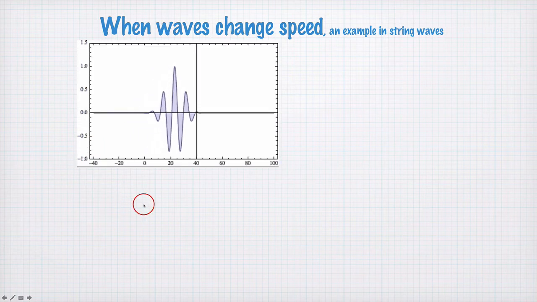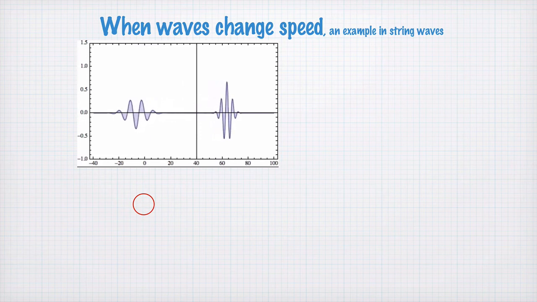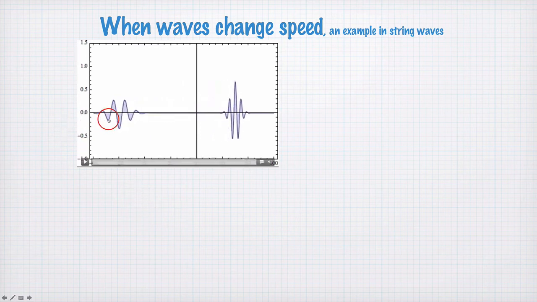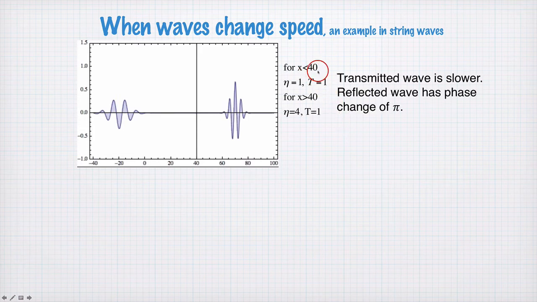So the wave travels along, and when it changes from one medium to another, we get some transmission and some reflection. We see that on this side, the wave has become shorter, so the wavelength is reduced. And on this side, it's the same wavelength that we had originally, and some of the energy is reflected and some of the energy is transmitted. These are the parameters used for this animation. So at x equals 40, that's where we have a change of density. The density, in fact, increases by a factor of 4.